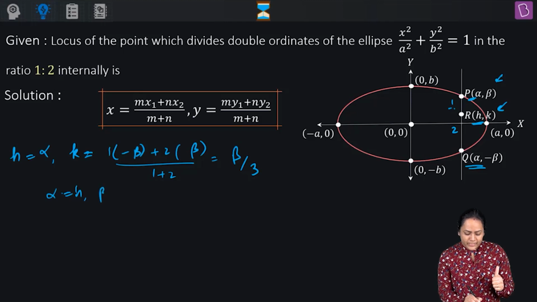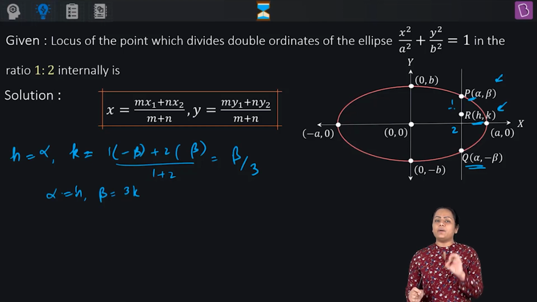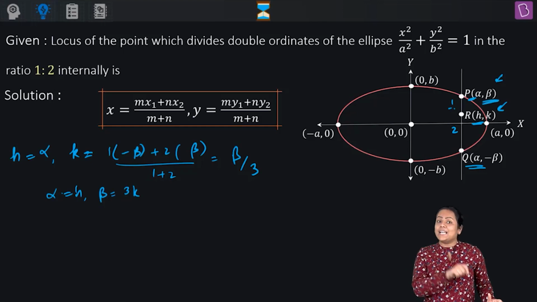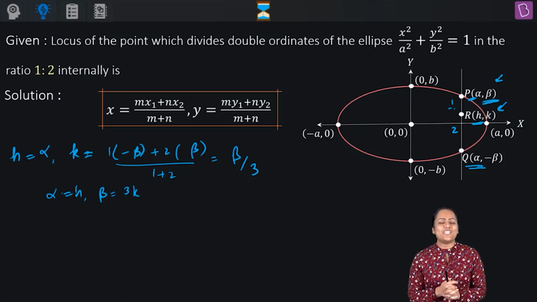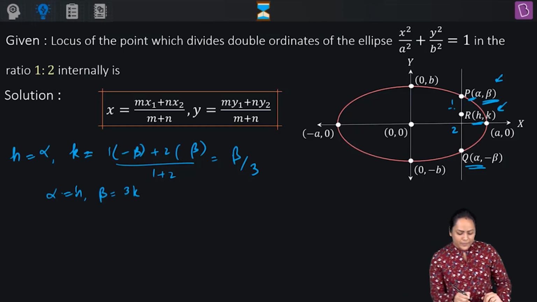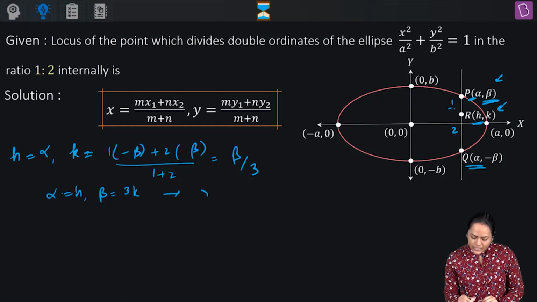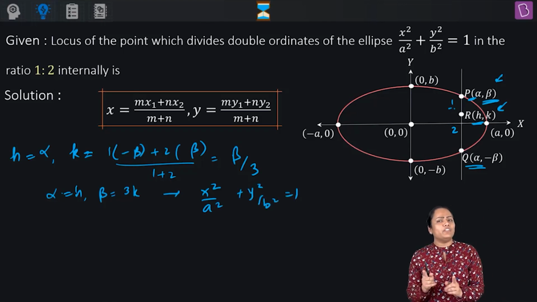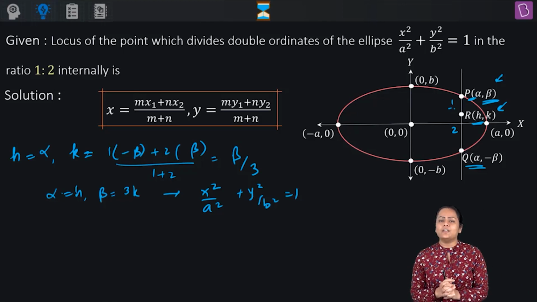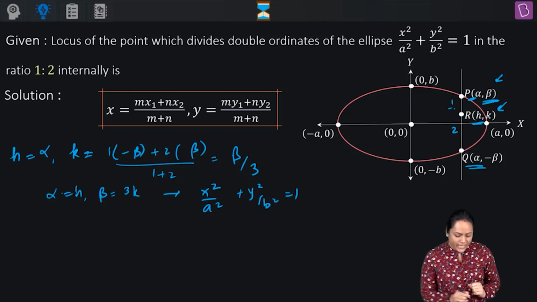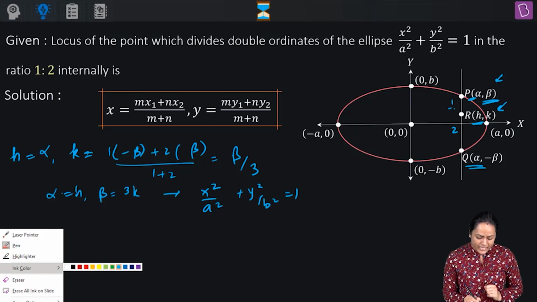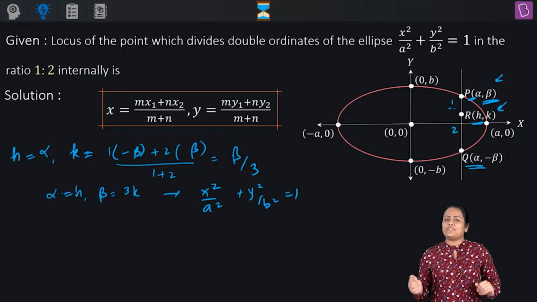So now I have alpha as h, and I have beta as 3k. And I know one thing, that this point alpha comma beta, that is my point P, is lying on the ellipse whose equation is with me, isn't it? So when I substitute this in the standard equation of the ellipse, which is x square by a square plus y square by b square is equal to 1, I'm definitely going to get the locus. So guys, quickly just put alpha as h and beta as 3k, and let's find the answer.